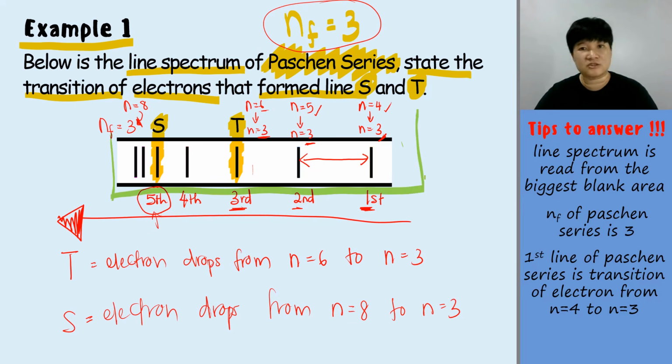The line spectrum is not always read from the left to the right. It can be from the right to the left, depending on the blank area. Alright, simple. Let's look at the second example.